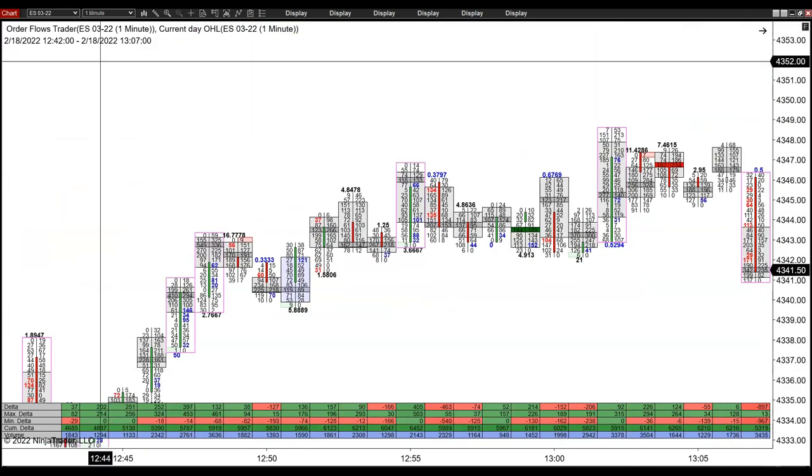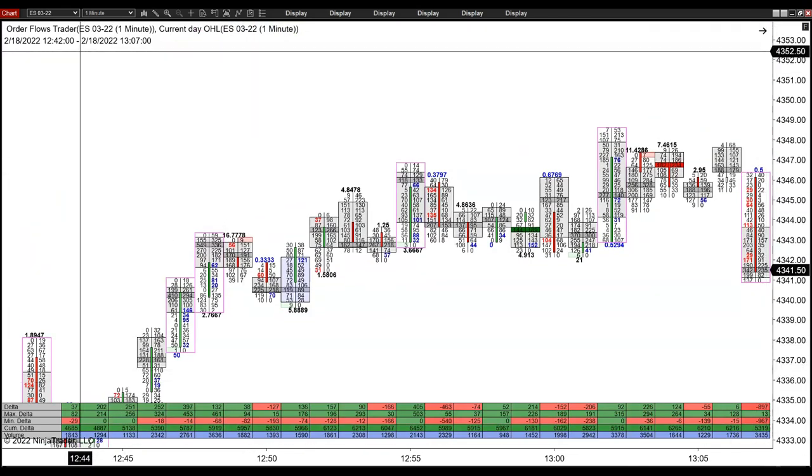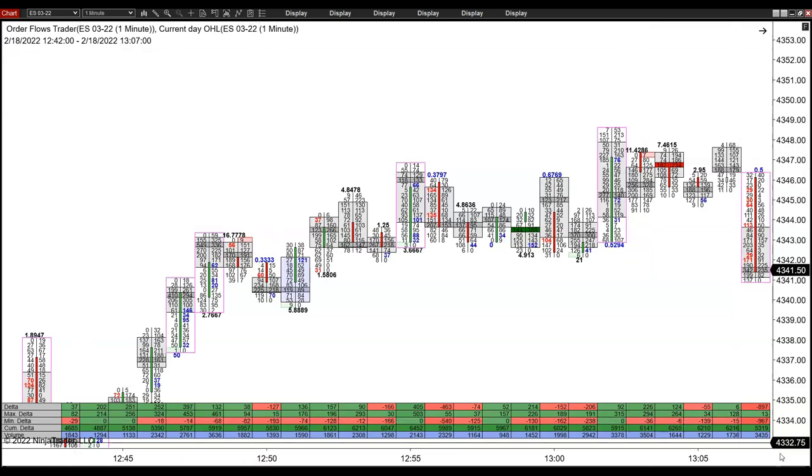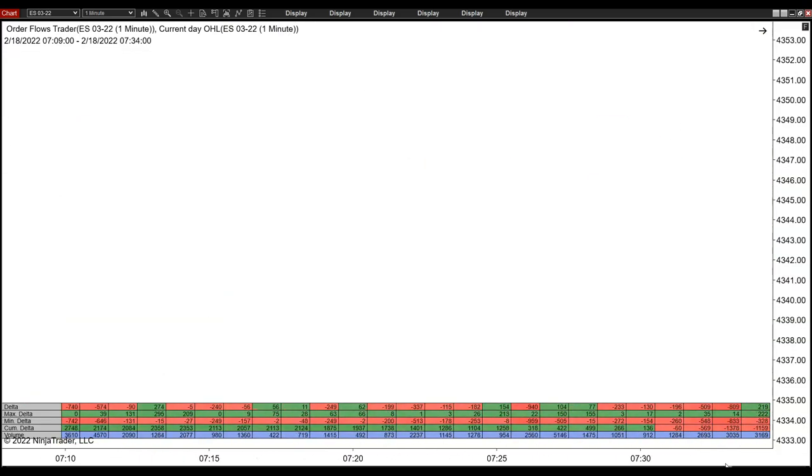Okay, so honestly, in the E-minis, you don't get a ton of them because there's just so much volume, especially during the day. But for those that are like, oh, take a look at this. Show you something here.